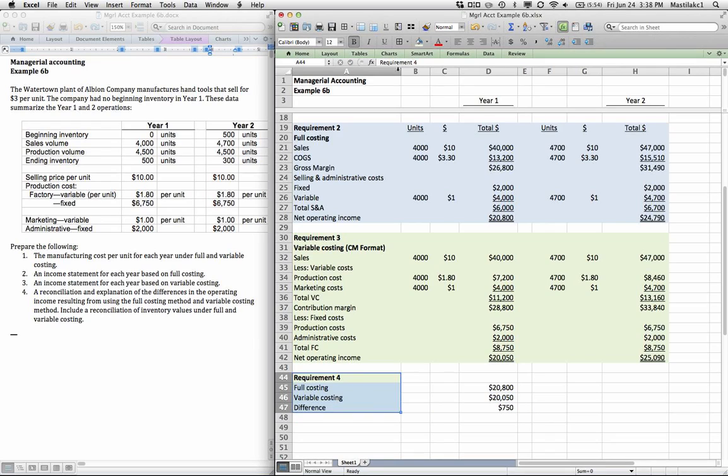And I'm not sure why these are coloring. All right, so that's what's going on.